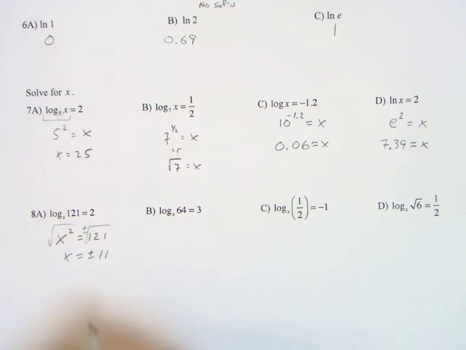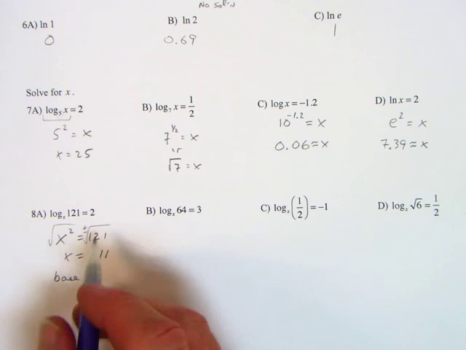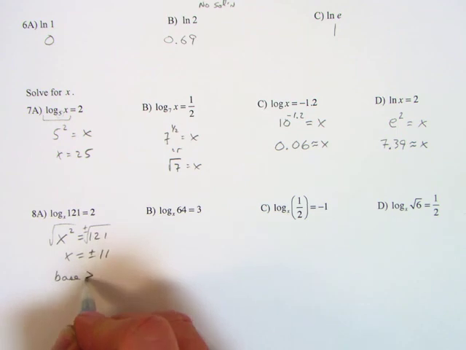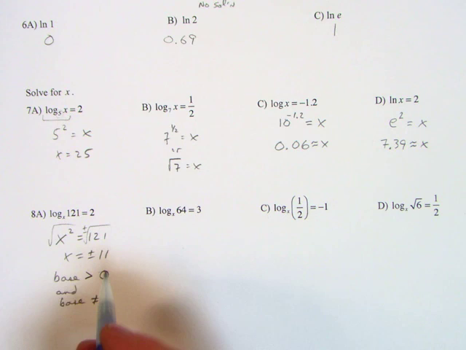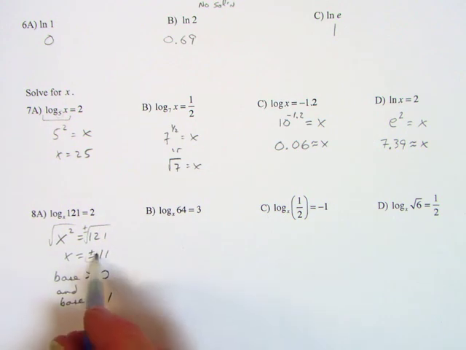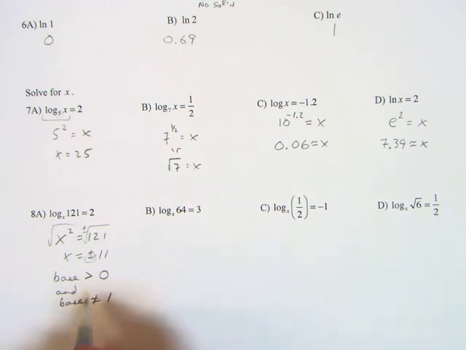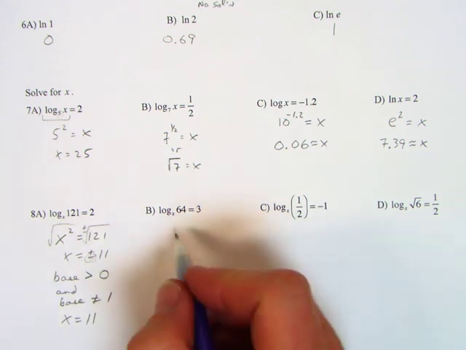Now, what do you think about that? Well, you have to remember that when we're dealing with these, the base has to be greater than 0, and the base cannot equal 1. So what that does is it throws out that -11 completely, and we have just one answer of x equals 11. Now I want you to always, when you're taking that square root, have your 2 answers, and then adjust when needed.